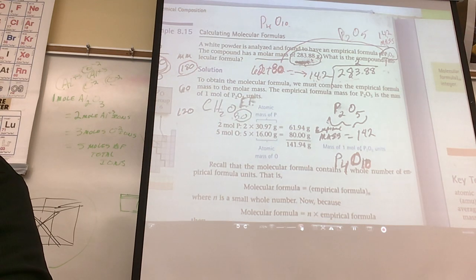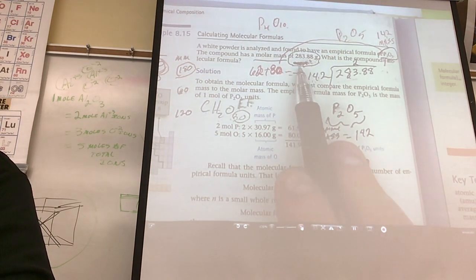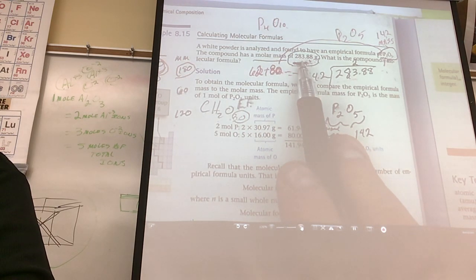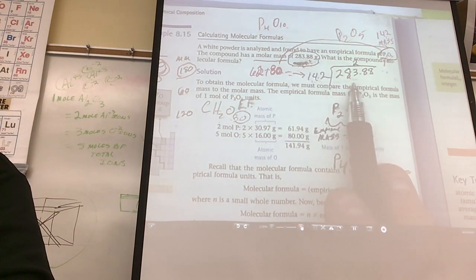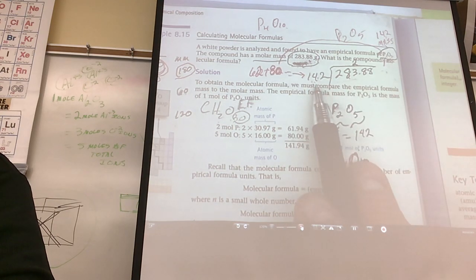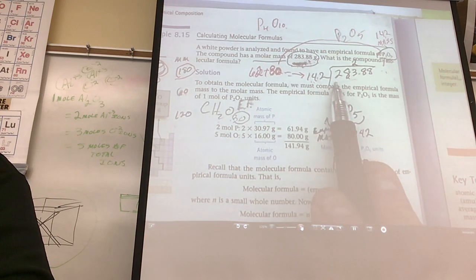Is that the real chemical? You say, I don't know. How am I supposed to know? Well, another test was done that said the real chemical has a weight of how much? So it can't be. What am I supposed to do about that? How much does it weigh? 283. How much does yours weigh? How many times does 142 go into that?